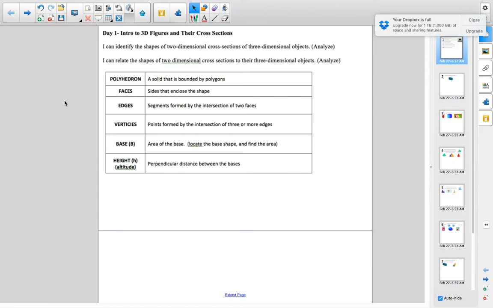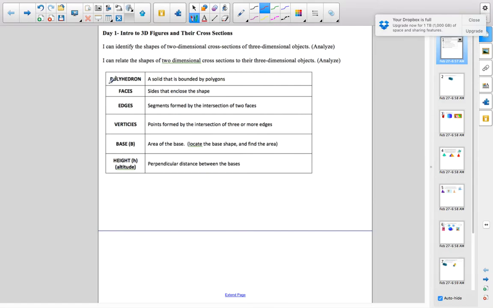Okay, today we are starting our unit on 3D solids. So we're going to look at volume of three-dimensional figures. We want to start with thinking about what kind of three-dimensional figures we will be studying. There'll be some regular figures that you'll be able to look at, and we want to relate cross sections of their three-dimensional shapes.